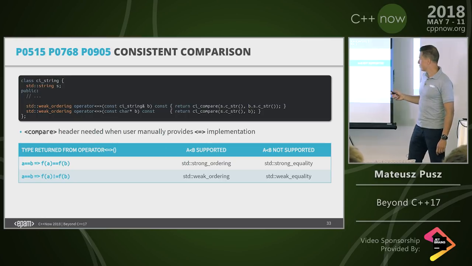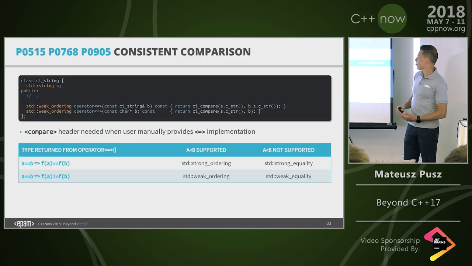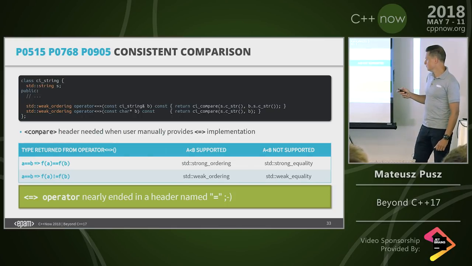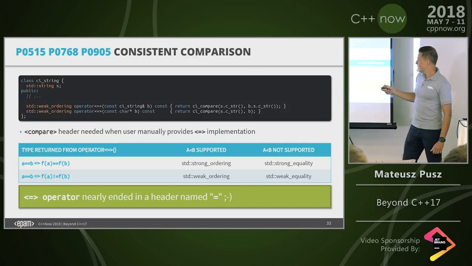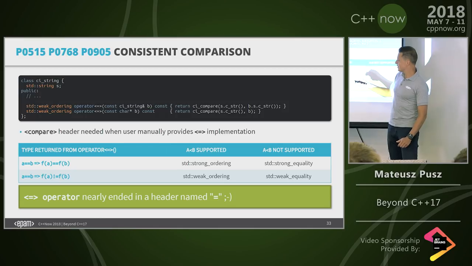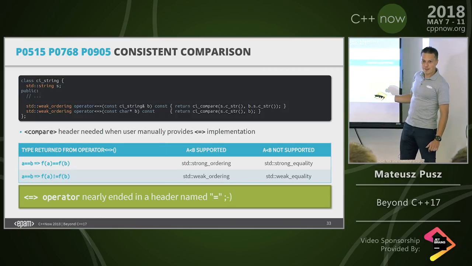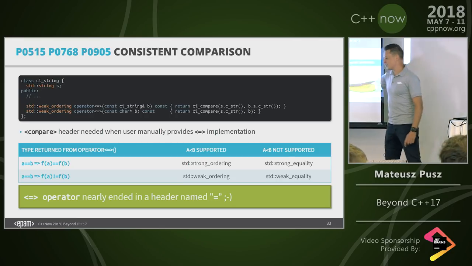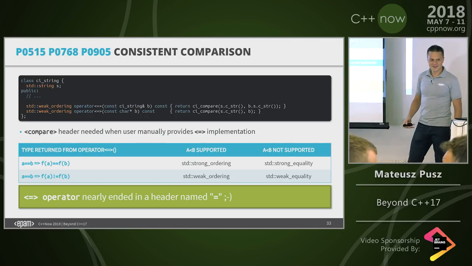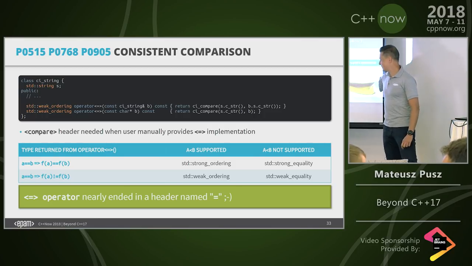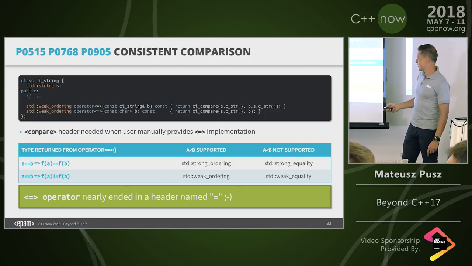So this is basically how you control what is being generated. A funny thing is that it is in the compare header, but it nearly ended up in the equals header. We voted on this in the committee. This was the second choice that we liked. It would be really nice to include this, at least as long as we don't have modules.